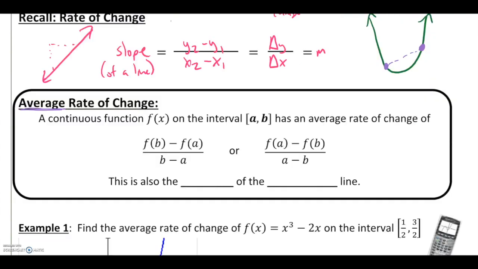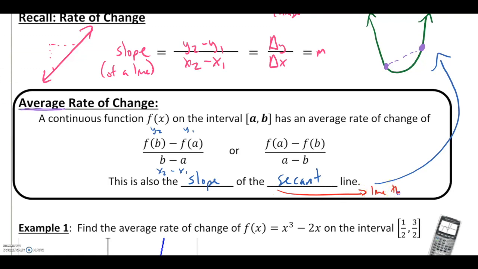So the idea of average rate of change is that a continuous function f of x on the interval a to b has an average rate of change of f of b minus f of a, y2 minus y1, over b minus a, x2 minus x1. And you can swap those. You can do f of a minus f of b over a minus b just the same way that you can read slope in two different directions. This average rate of change is also referred to as the slope of a secant line, just like we showed up here. Recall that a secant line is a line that intersects at 2 points.